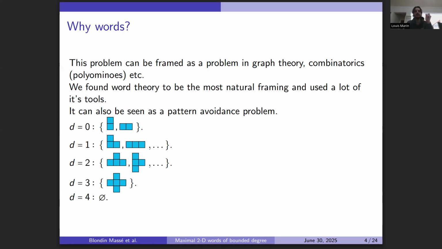It's useful to see parts of the words as factors, and it can also be seen as a pattern avoidance problem, which is common in combinatorics on words. For the D equals 0 case, we want to avoid this pattern. For the D equals 2 case, we want to avoid all those patterns, etc.